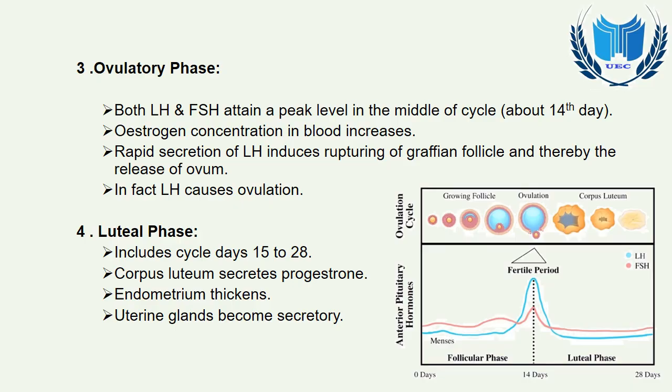Now, the fourth one is the luteal phase. It includes cycle days 15 to 28. That is the last part of the cycle. The corpus luteum secretes progesterone, the endometrium thickens, and the uterine glands also become secretory.